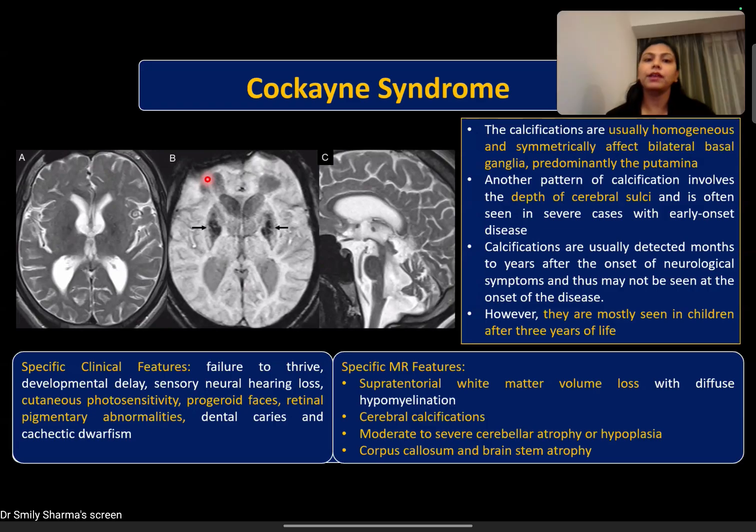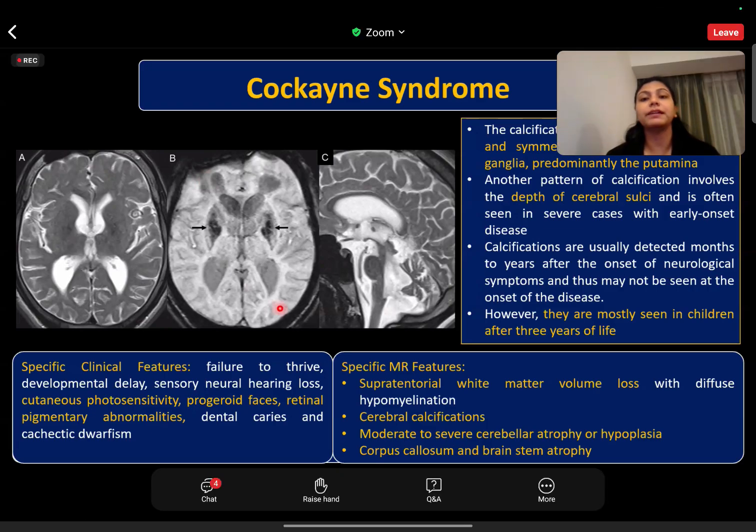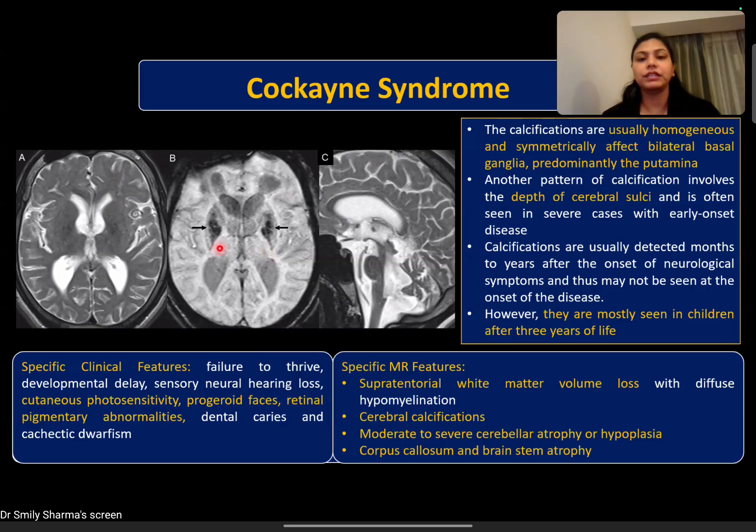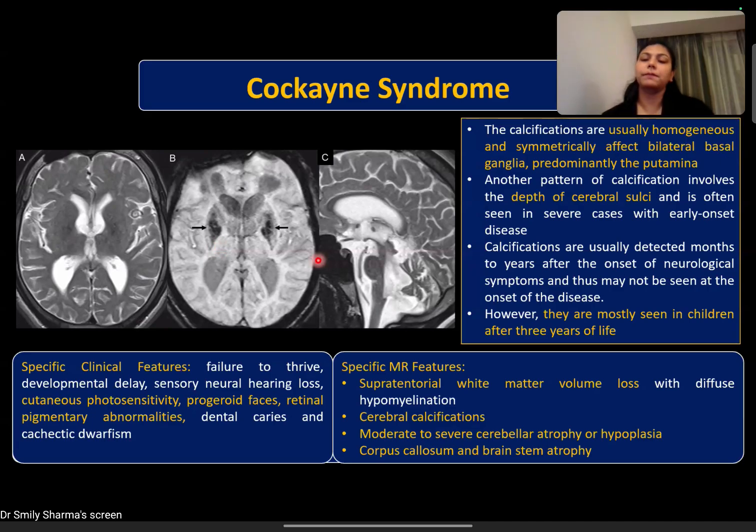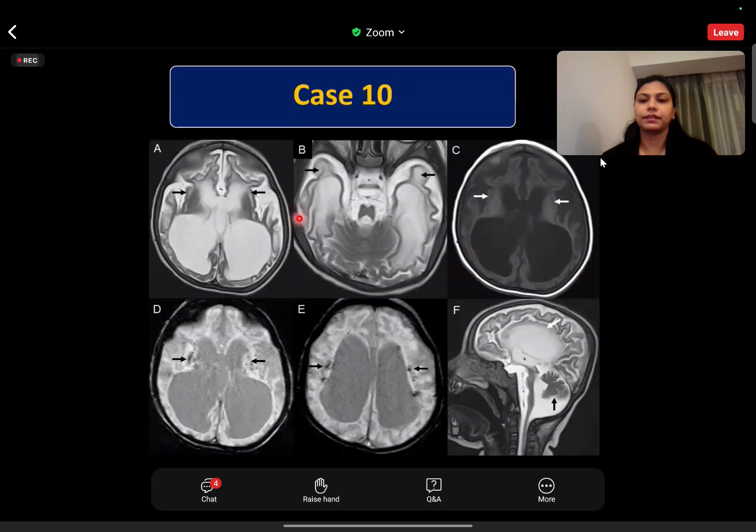On SWI, we may sometimes not see calcifications, but if an NCCT brain is done in the same patient, we may see calcifications. So in such cases where we're strongly suspecting, we may need CT to confirm to provide a clue to the diagnosis. Otherwise, whenever the clinical features along with cerebellar atrophy, corpus callosal atrophy, and calcifications are present, we should provide Cockayne syndrome as one of the important differential diagnoses. So this case we also saw in the previous discussion.